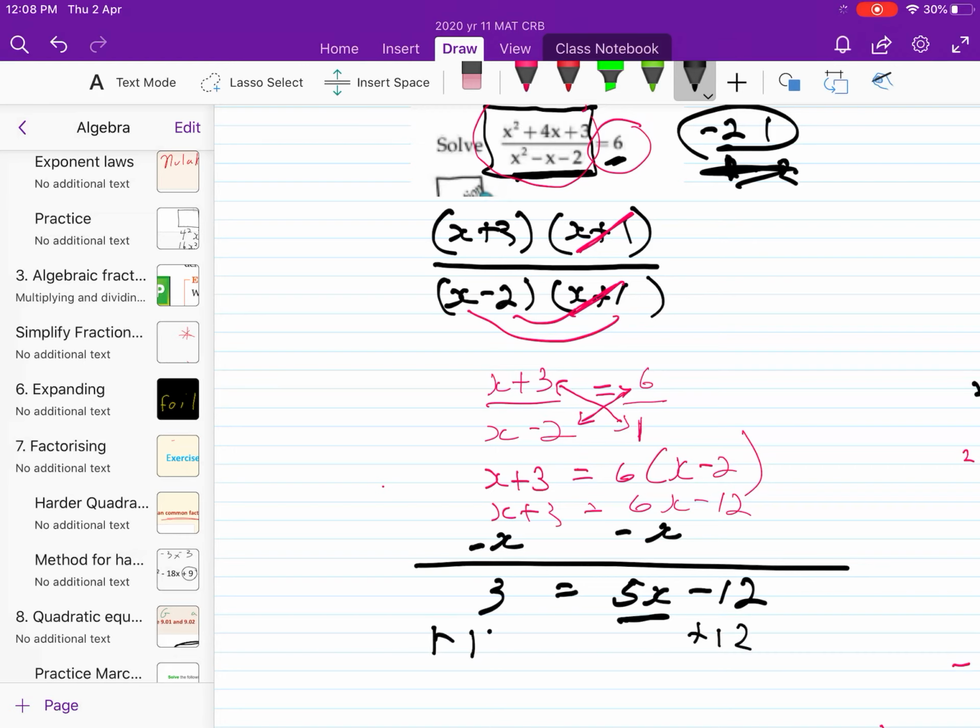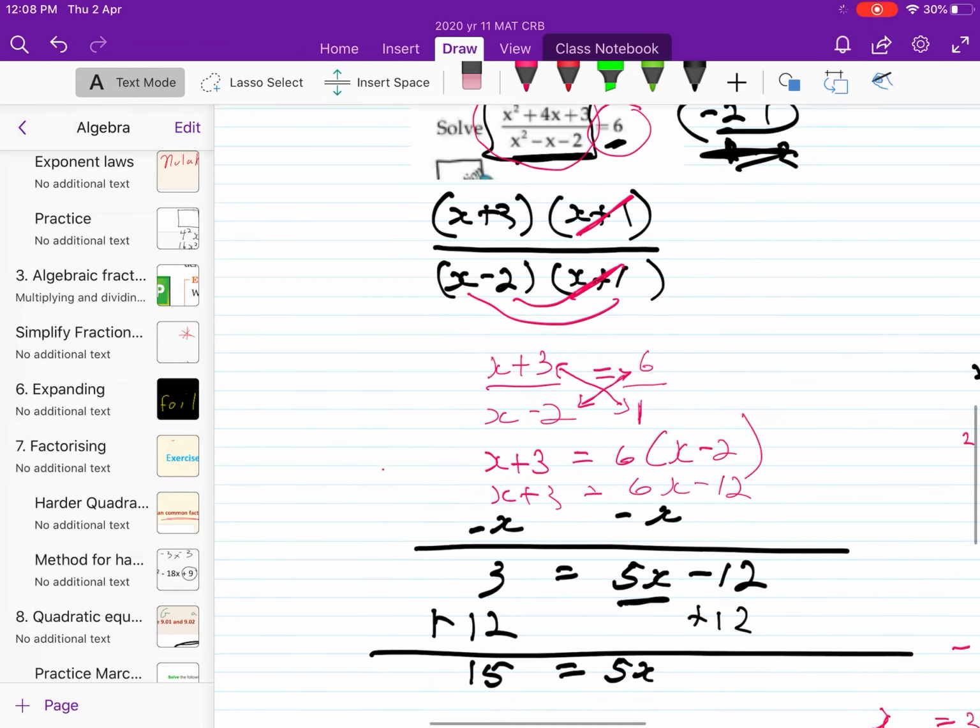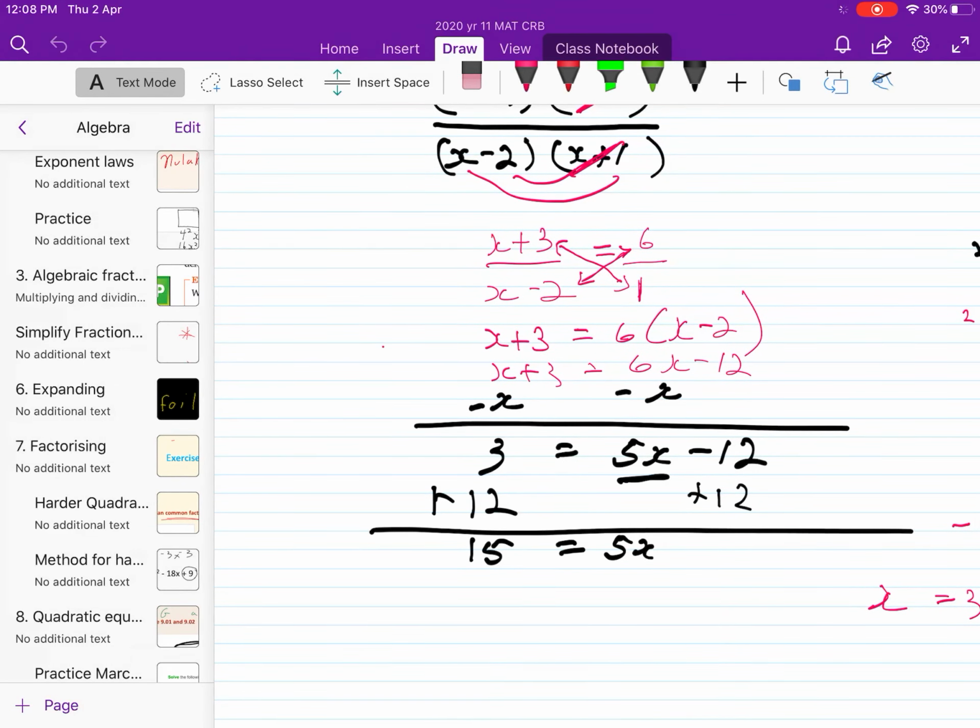So then I'm going to go plus 12 over to the other side because I want to get the 5x by itself. This is going to be 15 equals 5x. And then what's the final answer going to be? Divide by 5, divide by 5, x is 3. You've got to be a little bit flexible with your brain. Sometimes you have to work on the other side of the equal sign. But that's it. That's the solution.